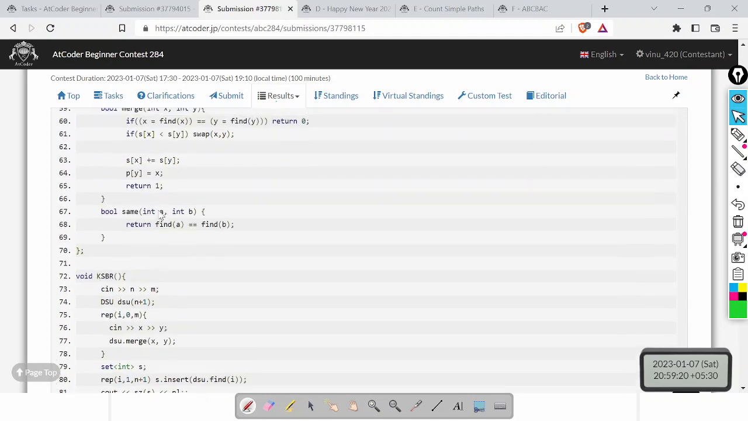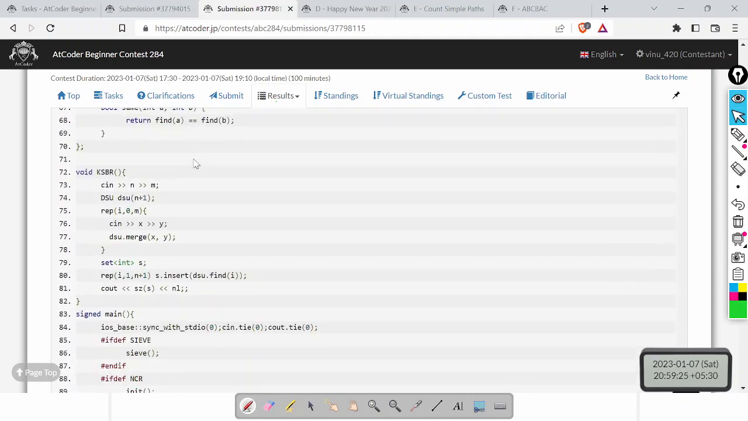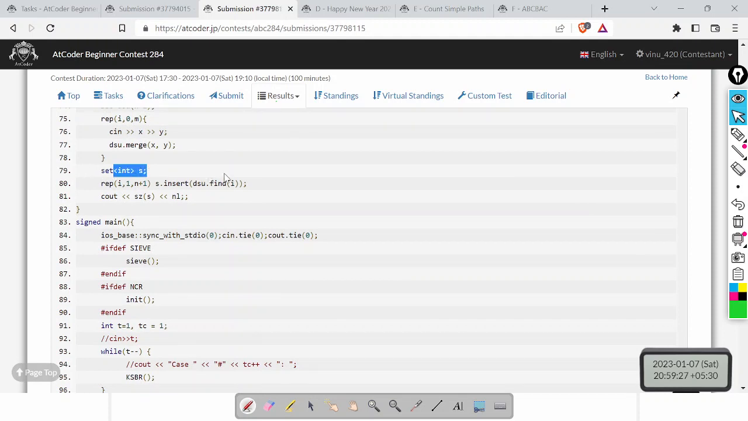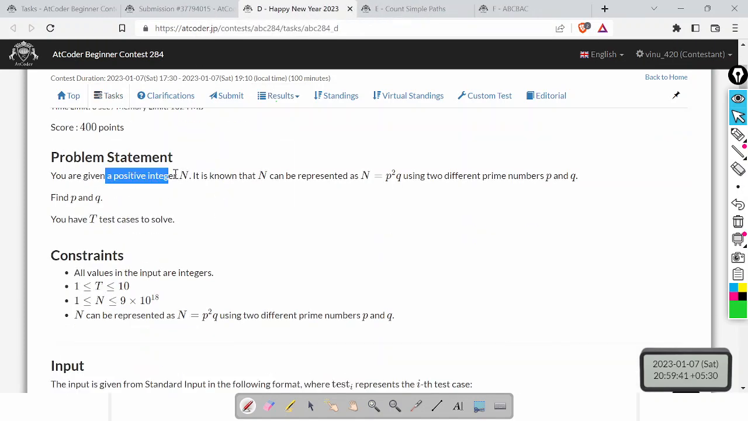So for this we can also maintain it in our DSU. I use a set and inserted the parent of each element, the leader of every group, and this way I found the number of components.